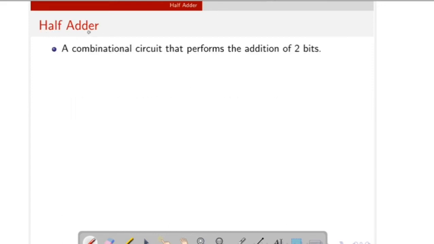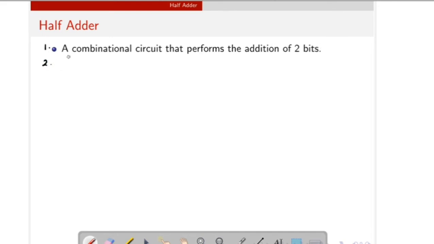What do you mean by a half adder? Half adder means a circuit that performs addition of two bits. A combinational circuit that performs addition of two bits is called a half adder. So our aim is to design a half adder. It is a combinational circuit. So this is the statement of the problem: design a circuit that performs addition of two bits. So that is the first step.